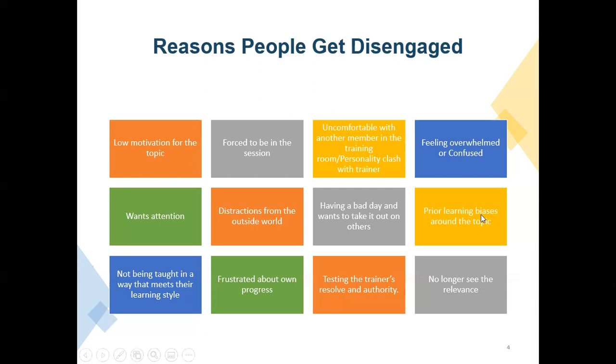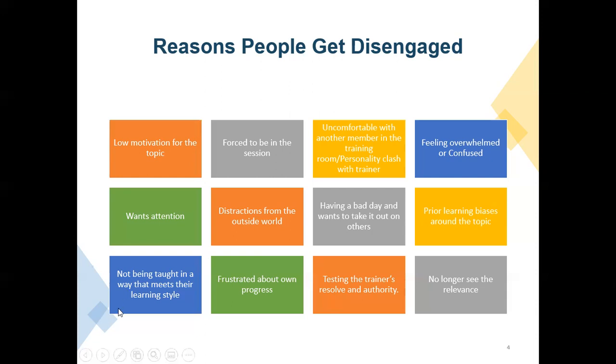Prior learning biases around the topic. Okay, now that's all about maybe in the past when they were learning with a different trainer, they had a really negative experience, or they've seen that topic as an irrelevant topic, and maybe they bring those biases into the training room. Okay. Or maybe they've learned it another way and they're really stuck in that way and they don't have an open mind about learning different strategies or mindsets or different perspectives on how to do things.